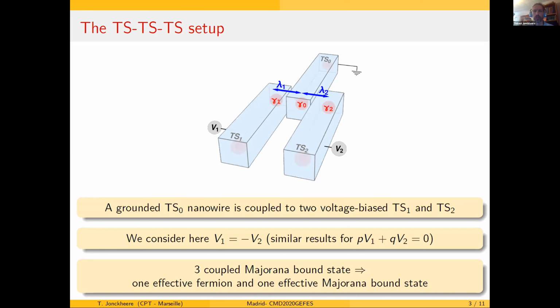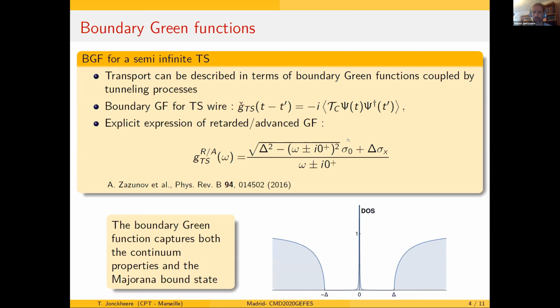And this is the expression for the retarded or advanced boundary Green function at the boundary of a topological nanowire. It's a very simple analytical formula, but on the other hand, it has all the properties we expect from a topological nanowire. On the one hand, we have a gap with a density of states beyond the gap for quasi-particle states with a different behavior than BCS, so no BCS singularity, but a square root behavior. And on the other hand, we have this zero energy peak, the Majorana bound state, which is also included in this Green function. So this is the density of states you get from this very simple boundary Green function.